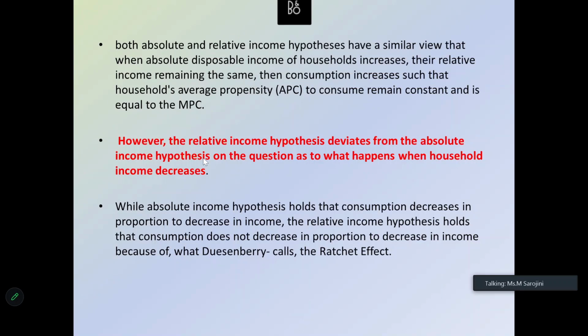The absolute income hypothesis as well as the relative income hypothesis explain the same. That means absolute income increases, right? Their absolute income increases, but their relative income is constant. However, their consumption also increases. In that case, right, the APC is constant, but that is equal to MPC as well. Right? This is the theory you can check.